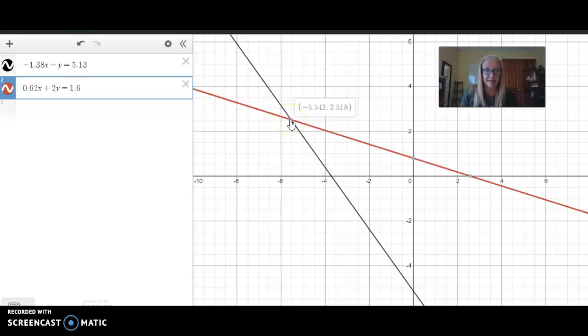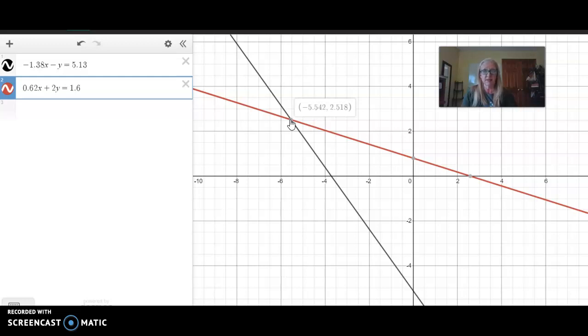You wouldn't even be able to really find that on a graph. That would most likely have required you to use substitution or elimination, which are our next units, so we have that to look forward to. But you can still use Desmos to graph those, and it will give you an approximate solution. Now, because the numbers in the problem are rounded to the hundredth place, you probably would round these points to the hundredth place. So I would probably have this be negative 5.54, comma, 2.52 would be probably what I would give for a solution, but you could take it to the thousandth place just like it's written.